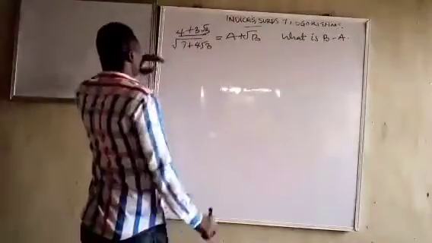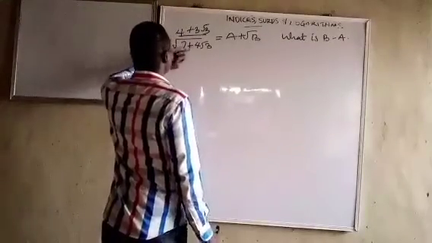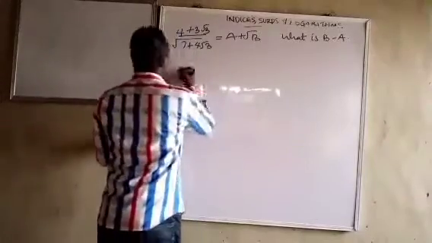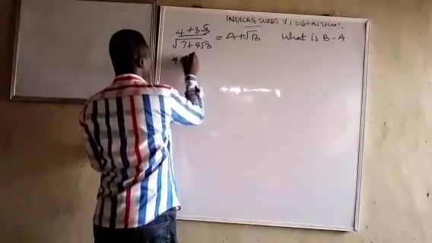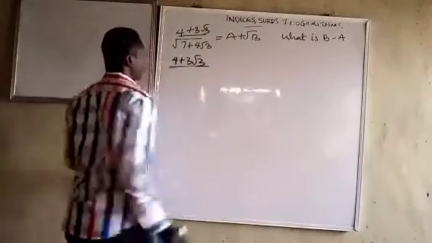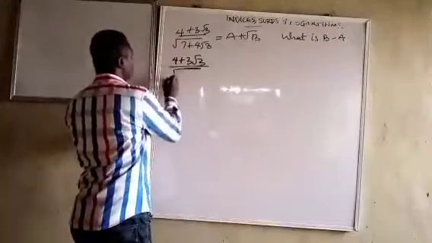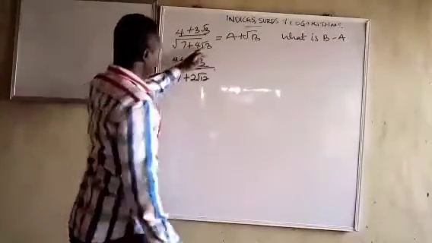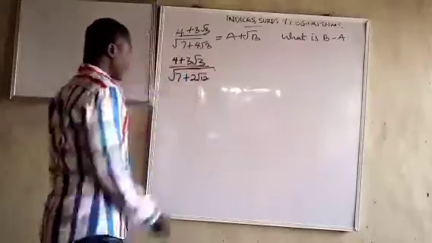4 plus 3 root 3 over root of 7 plus 4 root 3 equals a plus root b. What is b minus a? Now, we will express this as 4 plus 3 root 3 over root of 7 plus 2 root 12. Remember, when 2 enters here, it becomes 4. 4 times 3 is 12.